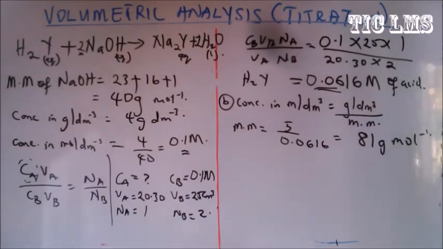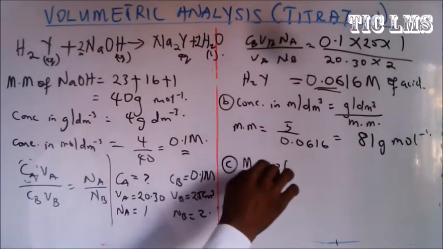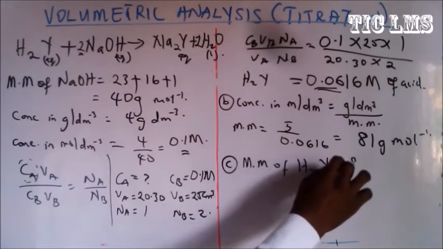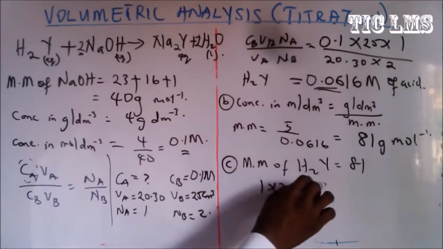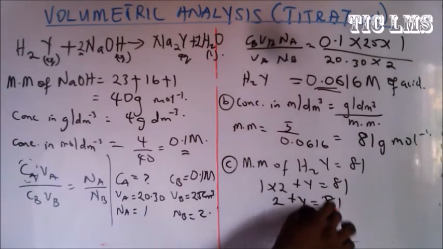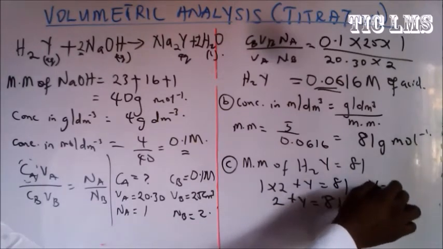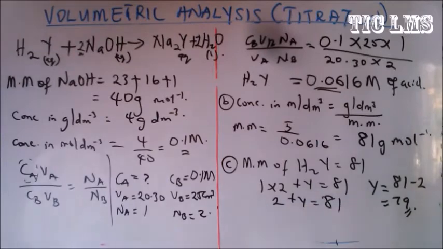The next part of the question says we should calculate the value of Y. To get the value of Y, we have that molar mass of H2Y equal to 81 gram. Hydrogen is 1 multiplied by 2 plus Y equal to 81. 2 times 1 is 2 plus Y equal to 81. So the value of Y equal to 81 minus 2, and that is 79 gram.